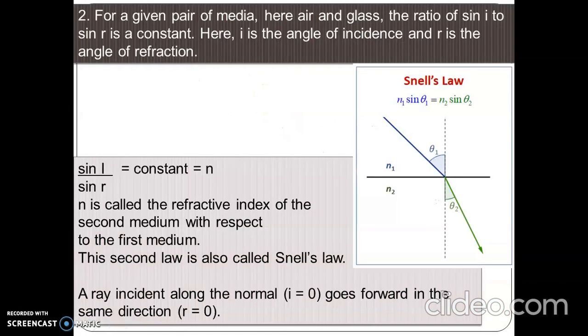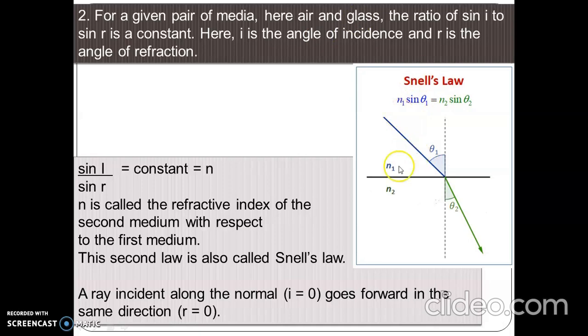Then, for a given pair of media, here air and glass, we have two transparent media, air and glass. The ratio of sin I to sin R is constant. Here I is the angle of incidence and R is the angle of refraction. Now we are coming to the angle of incidence and angle of refraction.